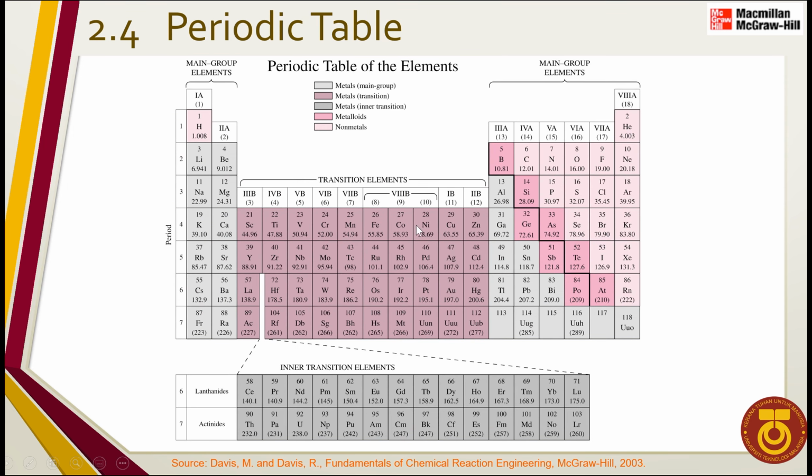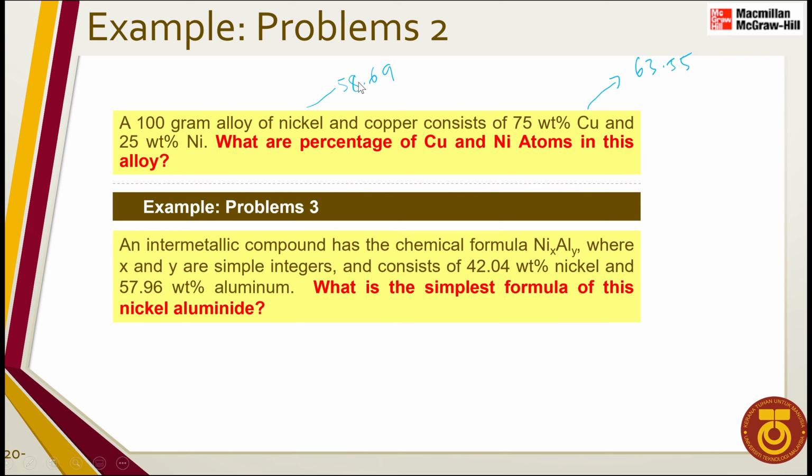If you refer to here, the atomic mass for nickel is 58.69, and for copper we have 63.55. So let's take these values into your calculation, 58.69 and also 63.55. I have written the atomic mass for nickel and copper for you, so you should do the same. Then we know that nickel is 25 gram. For 25 gram, how many moles of nickel, and how many moles of copper in 75 gram? You can calculate using the atomic mass which is given to you.